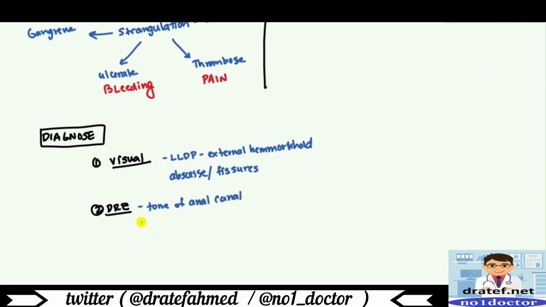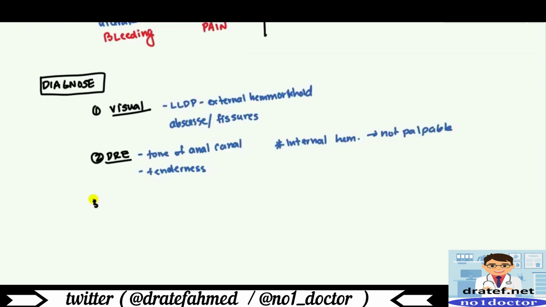And you also want to look for any tenderness. One thing you do want to remember is that internal hemorrhoids oftentimes are not palpable. So just because you can't palpate something doesn't mean you can rule out hemorrhoids. Obviously, if that's the case, then we're going to have to also do an anoscopy, also known as proctoscopy. And what you generally will find is bulging blue veins.